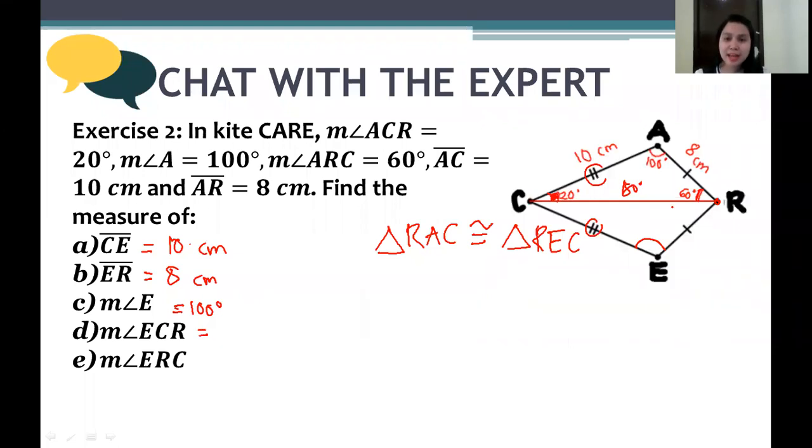How about Tatiana? What's the measure of angle ECR? ECR. Where's Tatiana? What's the measure of angle ECR? 60, ma'am. 60? Kanisha? ECR. ECR.